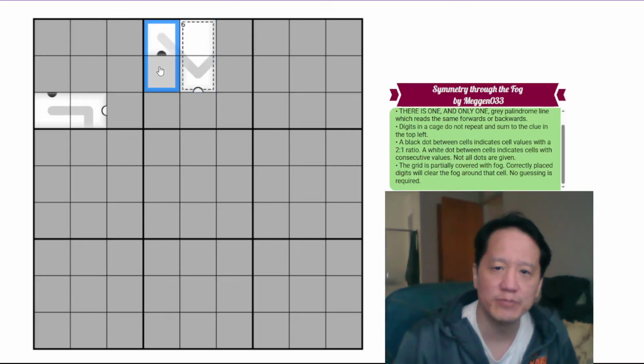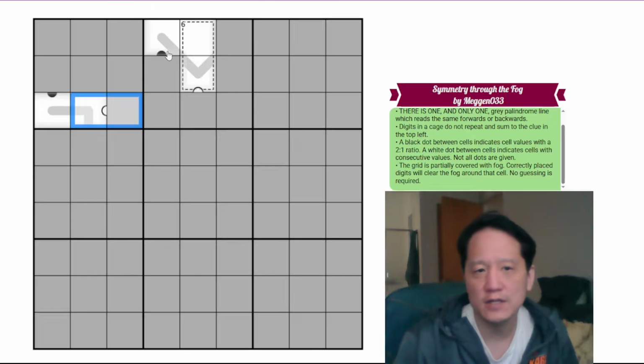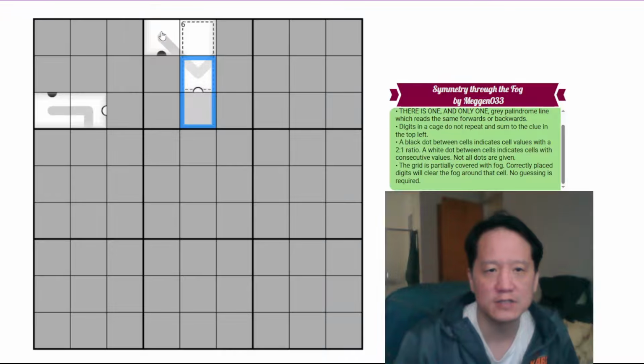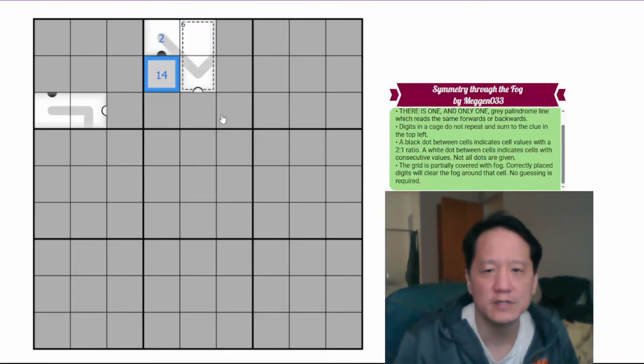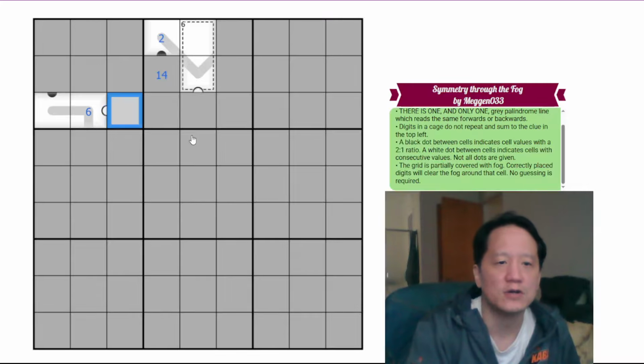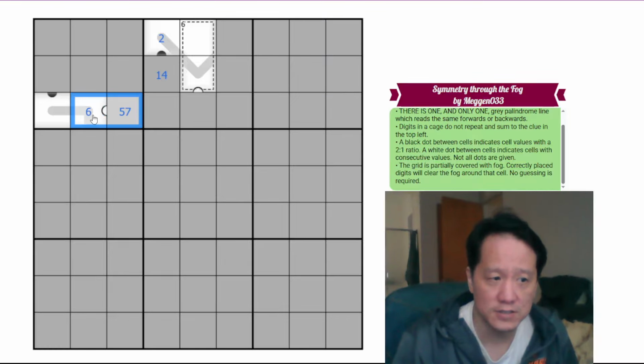A black dot between cells indicates cell values with a 2-to-1 ratio, and a white dot between cells indicates cells with consecutive values. Not all dots are given, and these are otherwise known as Kropki dots. So, for example, say we had a 2 here. Then this would have to be 1 or 4 to maintain the 1-to-2 ratio between them. And say we had a 6 here. Then this would have to be 5 or 7 to make sure that these digits are consecutive.